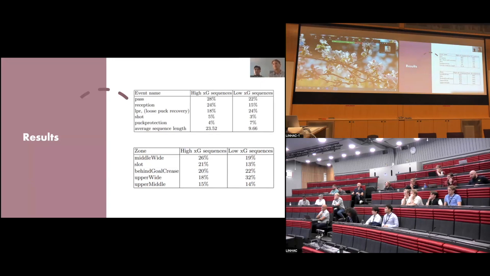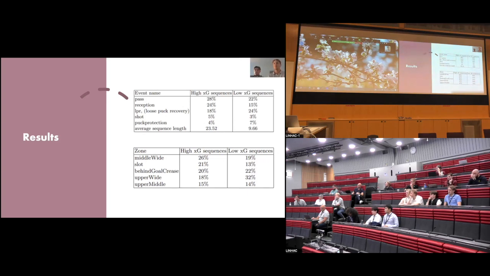And we also extracted the 100 sequences where our model predicted the lowest expected goals values. With this information, we looked at some types of events and how often they occurred in these 2 types of sequences. What we could see here is that a pass happens slightly more often on average for high expected goal sequences than for low.